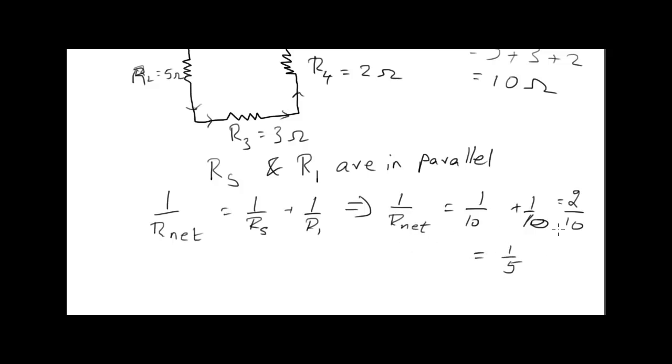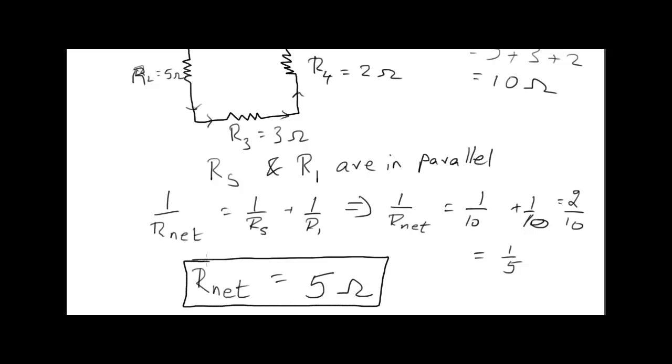If we cut 2 and 10, we get 5. Now you remember, this is not your answer, you need to reciprocate it. So on reciprocating it, you get R net is equal to 5 ohms. And that is your answer. And this is how you would solve complicated circuits that include both series and parallel. Thank you.